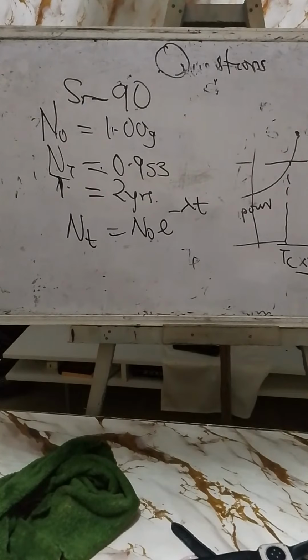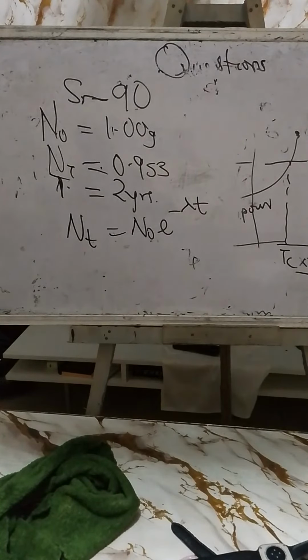So what is the half-life of strontium 90? The time is 2 years. So what it simply means is, what is the decay constant at 2 years? That is the first thing you do. You need to look for the decay constant, which is lambda. Then from there, you will look for the half-life. So how do you go about it?